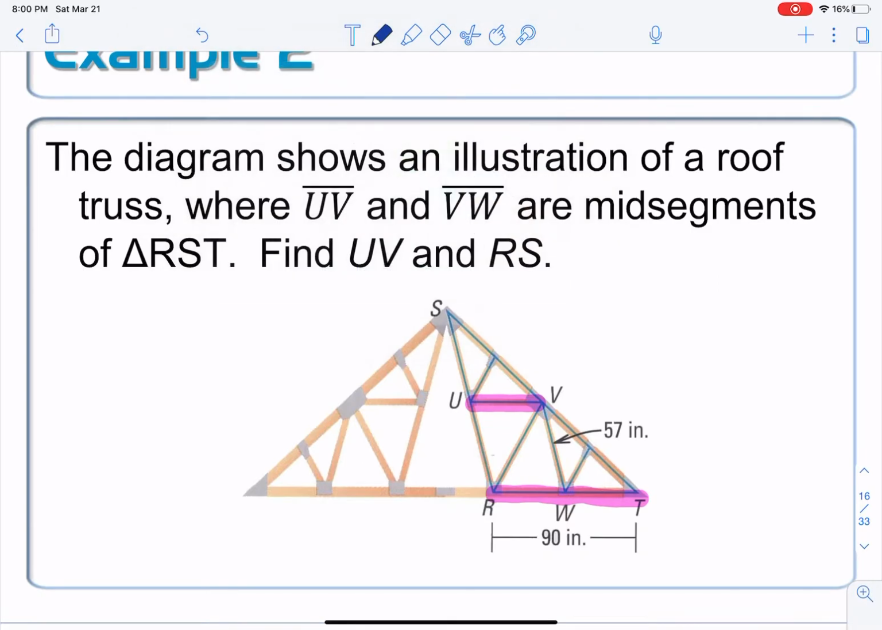That means that this particular segment length should be 1/2 of 90, 45 inches. That looks good.